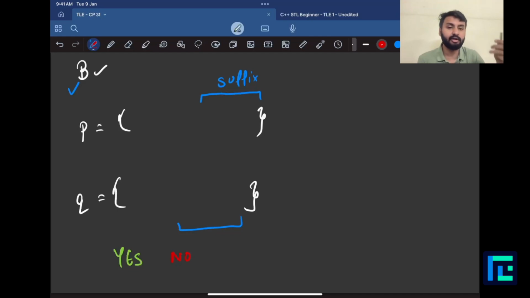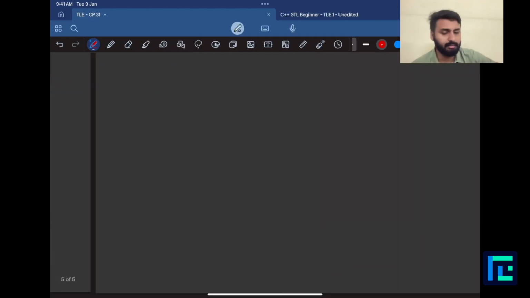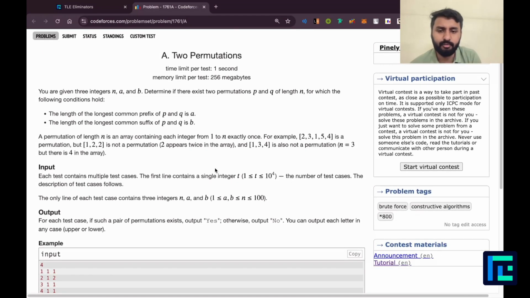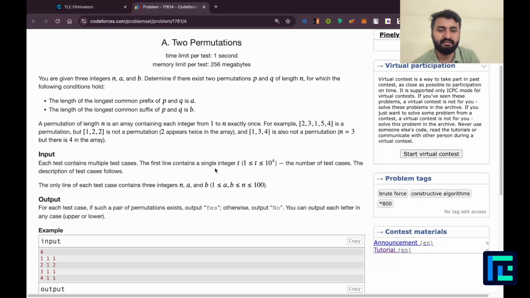Now, be mindful that I am not asking you to print the permutation, only whether such a thing is possible or not. So if possible, print a yes, else print a no. It's a very, very simple and easy problem. If you give it a thought of 2 minutes, you will understand what this longest prefix and suffix thing means.